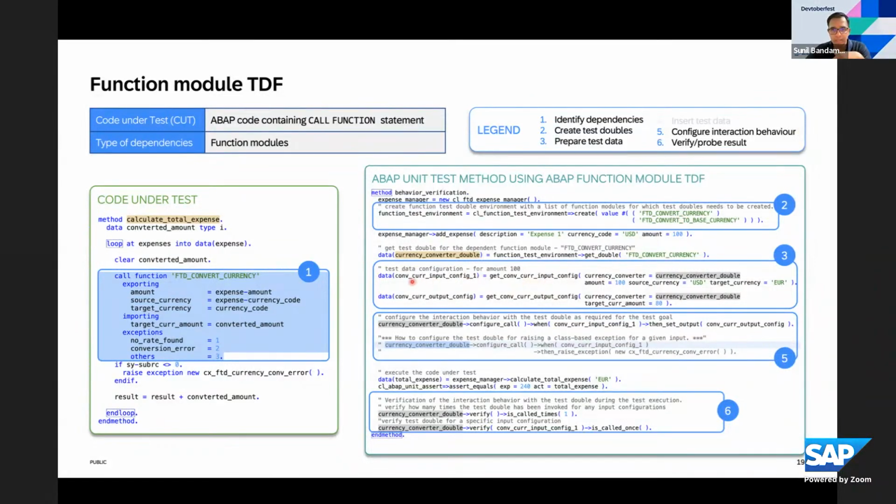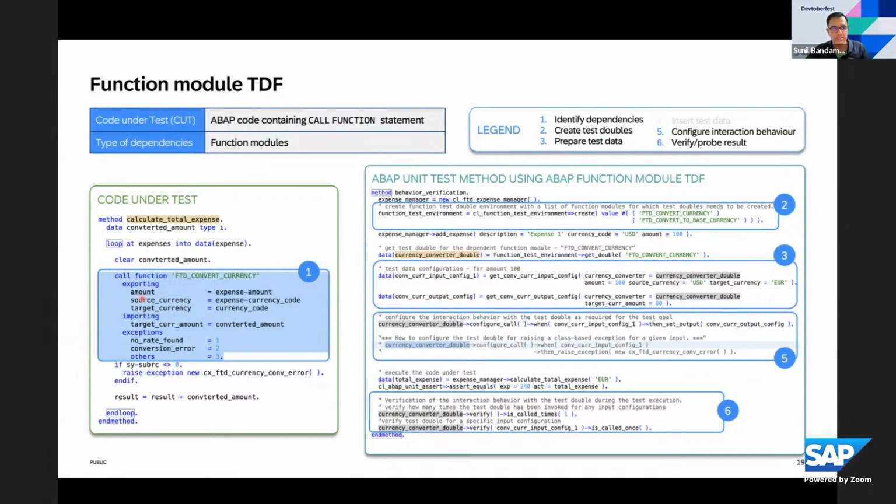And now you also configure test data. The function module test double framework falls in the category of interaction or behavior-driven verification. So basically, like a mock, it offers that. That means you would be able to configure each and every call to the function; each and every call function statement, you can configure the behavior of that in your test.